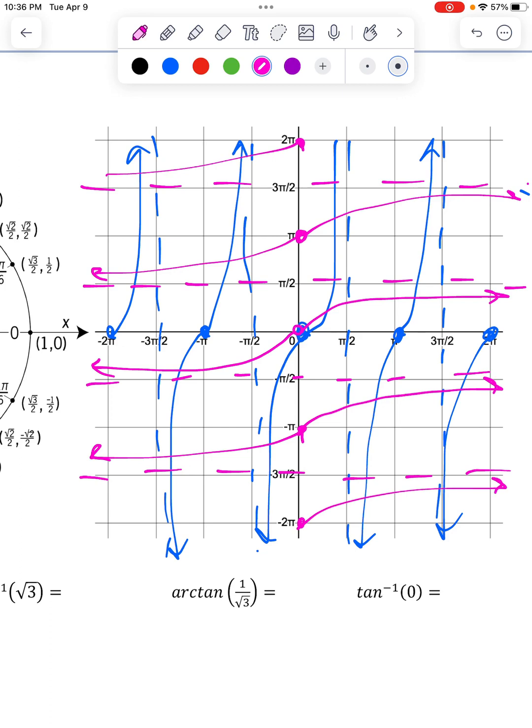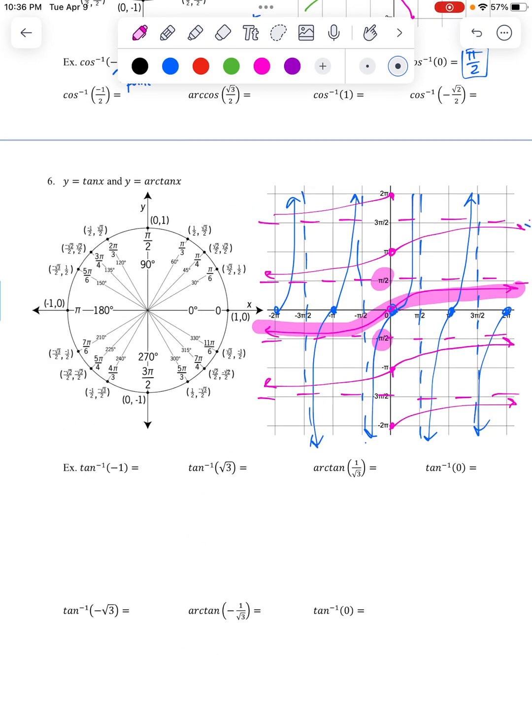Now again, the pink graph is not going to pass the vertical line test, so I need to restrict its range so that it does pass it. So I'm just going to keep this first little chunk right here that passes through the origin, and that would pass the vertical line test. Notice that that goes from negative pi over 2 to positive pi over 2. So this is tangent. Arctan is just like arcsine. It goes from negative pi over 2 down here up to pi over 2 here.